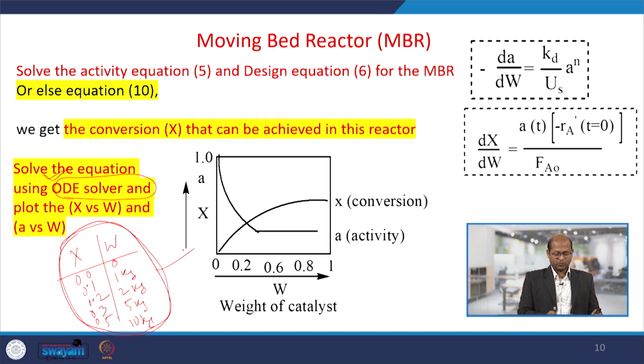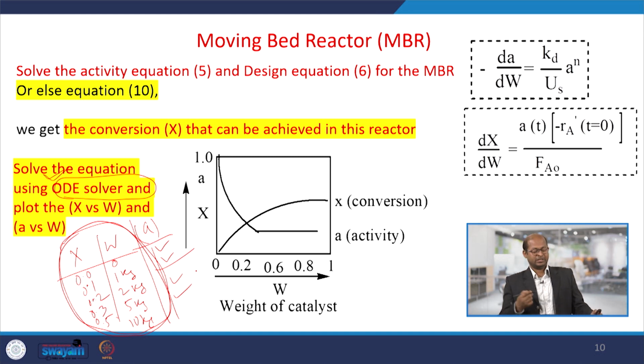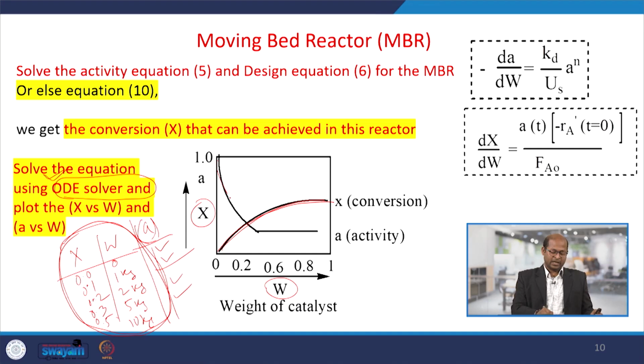If we plot them, the activity term also comes, so here also some value would be there. With changes of the weight or the conversion, the activity term will also change. If we plot conversion versus W, the nature of the curve would be like this: along with changing the weight of the catalyst, the conversion would vary like this. At the same time, since the catalyst is going to deactivate, with the progress of the reaction and movement of the catalyst, the activity term would also be like this.